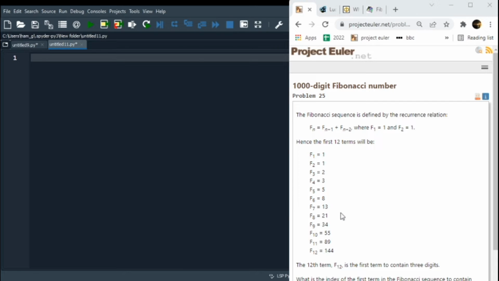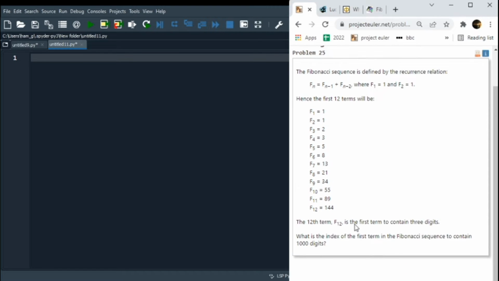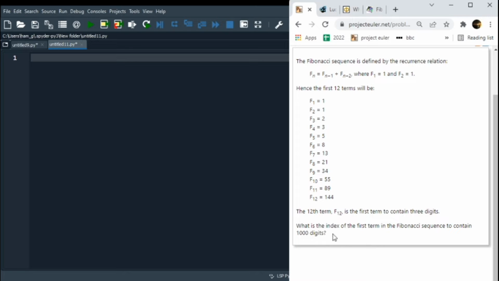This is Project Euler problem number 25, 1000 digit Fibonacci number. So we know the Fibonacci sequence, and the question is quite simple. What is the index of the first term in the Fibonacci sequence to contain 1000 digits? So as usual, brute force solution first and then clever solution second. So brute force first. Generate all the Fibonacci numbers until we find one that has 1000 digits.